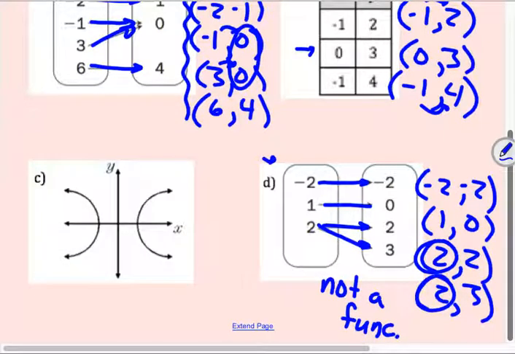Okay? Here, we have a graph. There's a ton of ordered pairs. This curve represents an infinite amount of ordered pairs. So it is a relation.